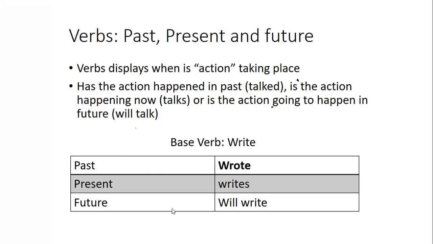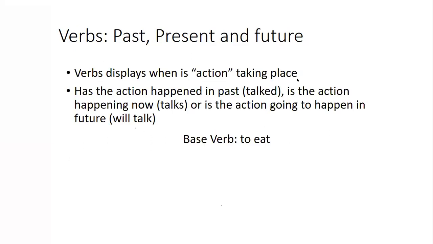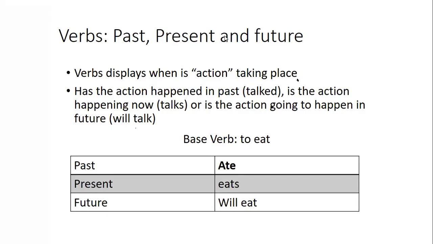Let's see another base verb and try to find out its past, present, and future. The base verb is to eat. Priya eats. But what if she has already finished eating in past? Then we can say Priya ate her dinner. Priya eats salad, shows that she is eating right now. The action is happening now. Priya will eat rice tomorrow, shows that the action will happen.